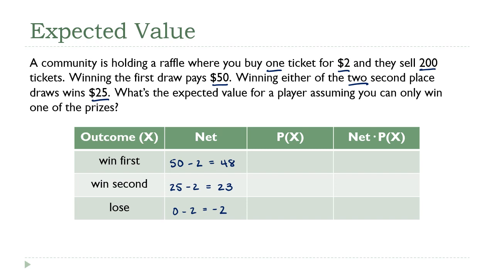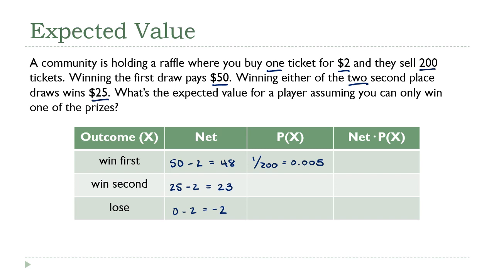Okay, now that we've got those, we're just going to keep working through the table here. Now we need the probability of each of these events happening. The probability of winning first place is one ticket out of 200. So this is going to be 1 out of 200. And this is the point where you maybe want to start going to decimals. This is 0.005.